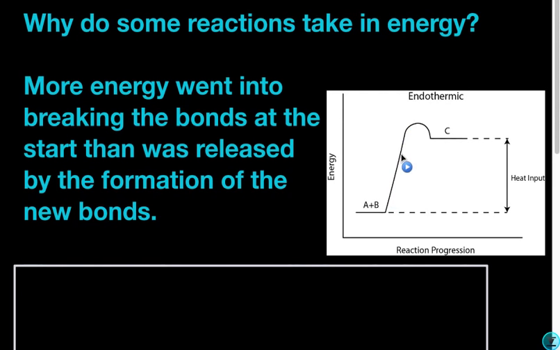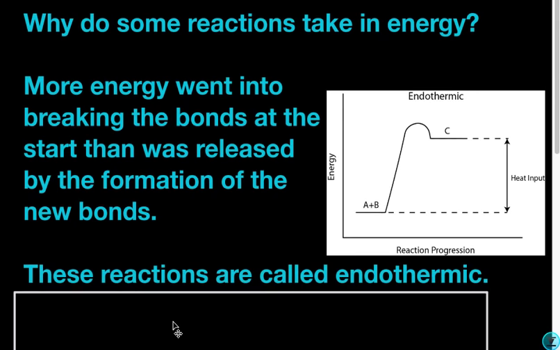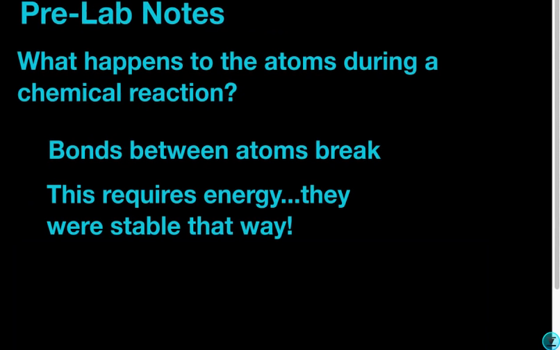So overall, when we look at this reaction from the outside, we see that we had to put a ton of heat in. More energy went into breaking those bonds at the start and getting everything started than was released by the formation of the new bonds. We're going to call this reaction endothermic. Endo means going into and inside. So endothermic reactions take heat into them. They're sucking energy in, which makes them feel cold. The molecules slow down. Because remember, what does it mean to feel colder?